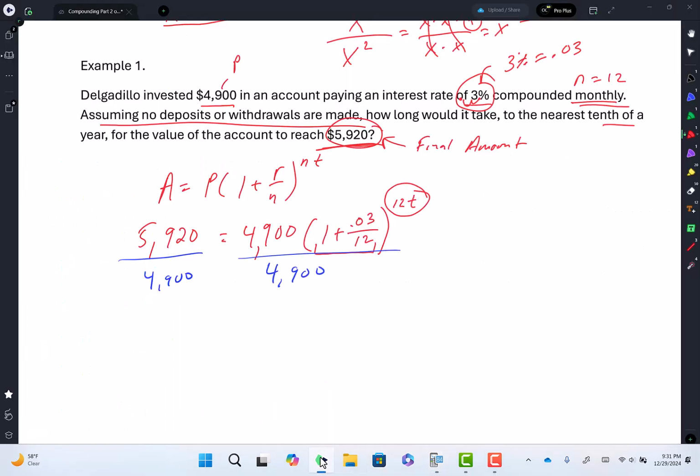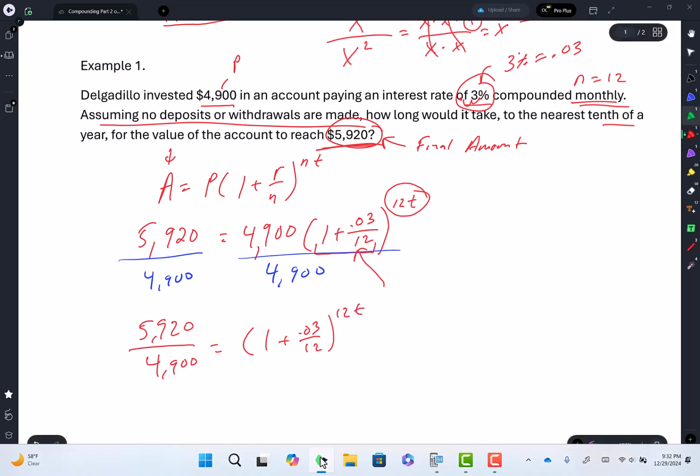And now I have this here by itself. If you want to convert this into a number, you can, but I'm going to leave it like that for now. 5,920 over 4,900. And I'll show you that maybe doing that whole, calling this A, maybe I shouldn't have called it A because of the A there. But you'll see right now what I'm talking about. 1 plus 0.03 over 12 raised to the 12t.